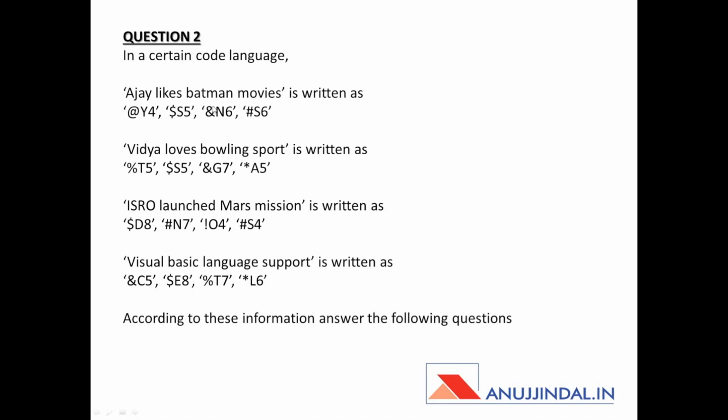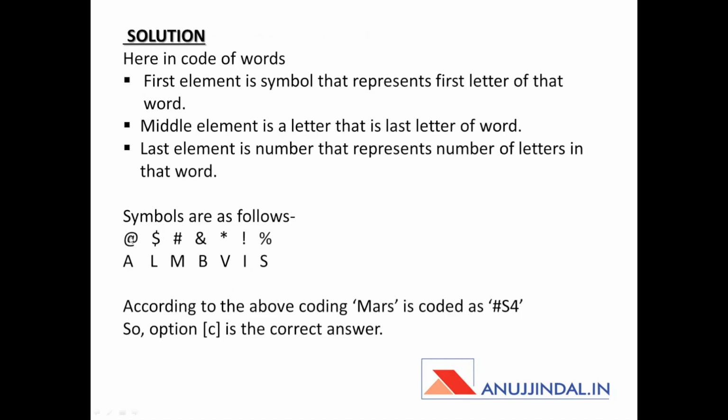So similarly we can find out the codes for other words also, and from this we have generated that the symbols are as follows: @ stands for A, dollar stands for L, hashtag stands for M, asterisk sign stands for V, exclamation mark stands for I, and percentage mark stands for S.